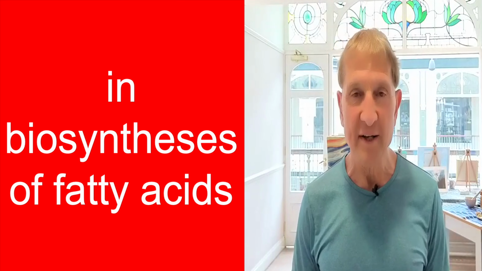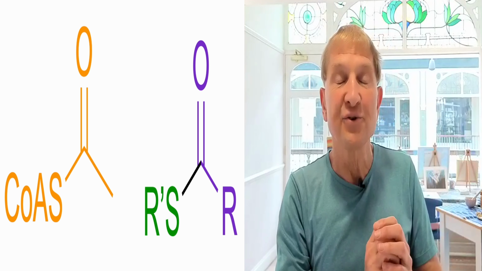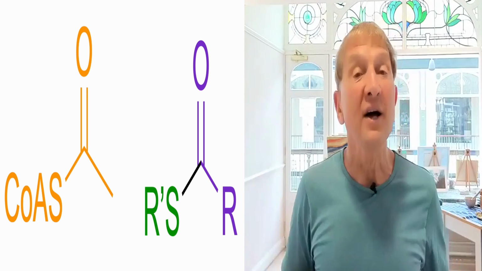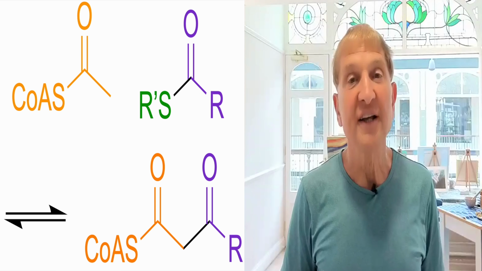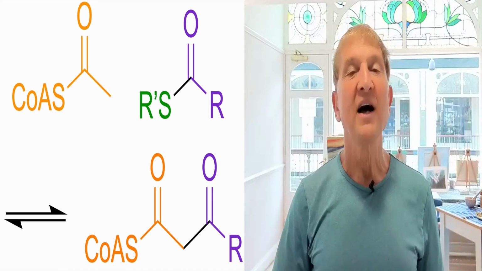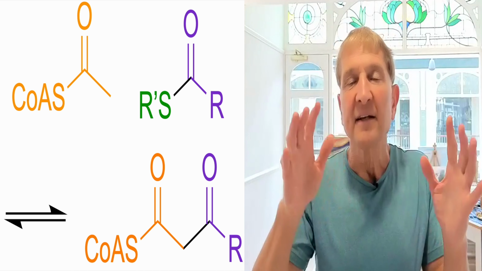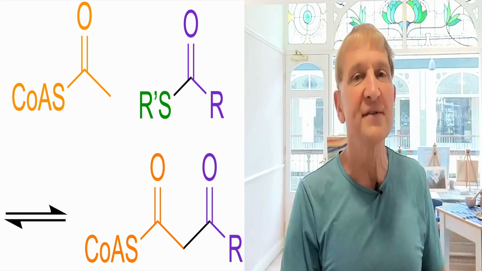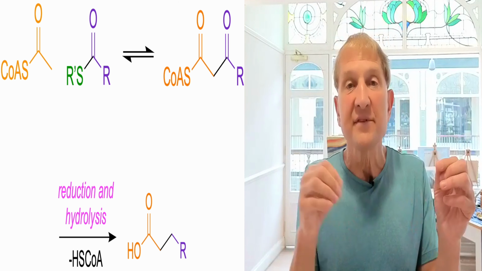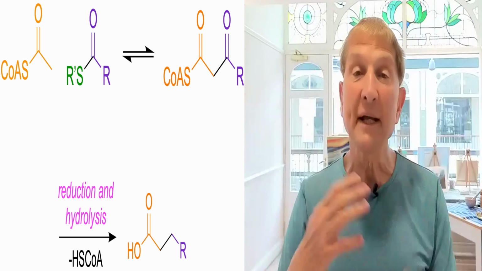In fatty acid biosynthesis, acetyl-CoA serves as the enolate source. That acetyl-CoA enolate will react with a thioester. SR is a good leaving group. It will form a beta-keto thioester of acetyl-CoA and displace thioxide. That beta-keto thioester is then reduced at the ketone group all the way down to hydrocarbon. This gives a longer fatty acid chain than we started with. And the process can be repeated over and over again.